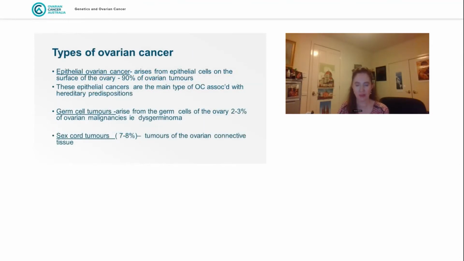Just touching for background on the types of ovarian cancer. When we speak of ovarian cancer, we're commonly referring to epithelial ovarian cancer, which is said to arise from epithelial cells on the surface of the ovary or fallopian tubes. These epithelial ovarian cancers are the main types associated with hereditary predispositions, and they make up about 90% of ovarian cancers. There are 2 other main types: germ cell tumours that arise from the egg cells of the ovary, which aren't typically hereditary, and sex cord tumours, which arise from the connective tissue of the ovarian organ. Those latter 2 types, with a few exceptions, are generally not hereditary.